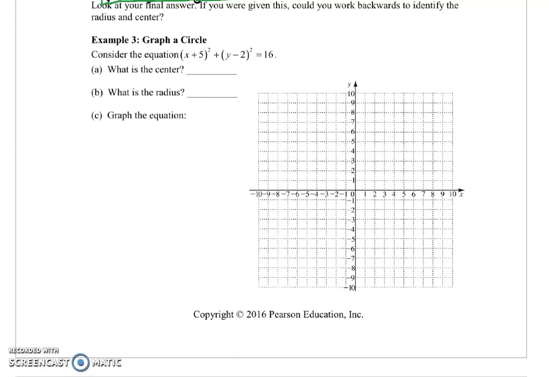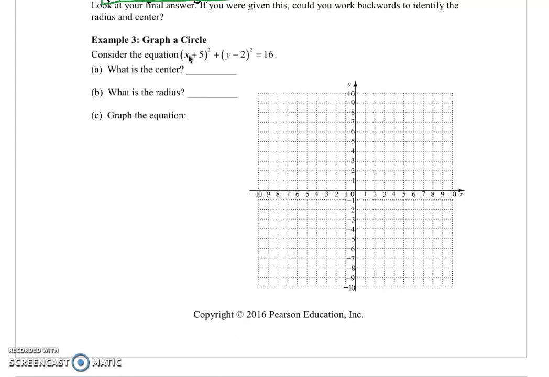In the last video, we learned how to write the equation of a circle in standard form when its center was at the origin and when its center was at a point other than the origin. So let's learn how to graph a circle using the equation.